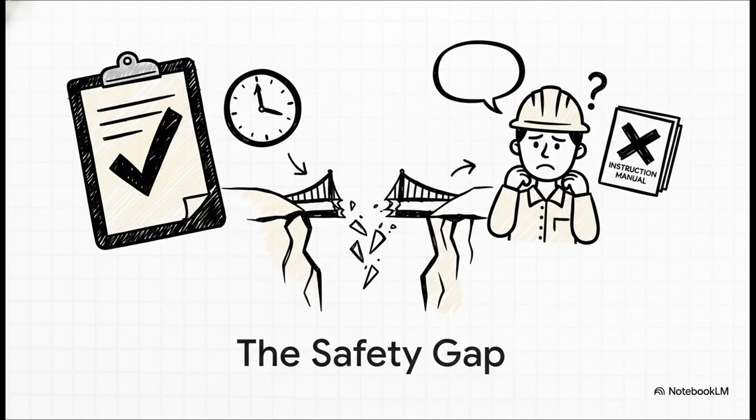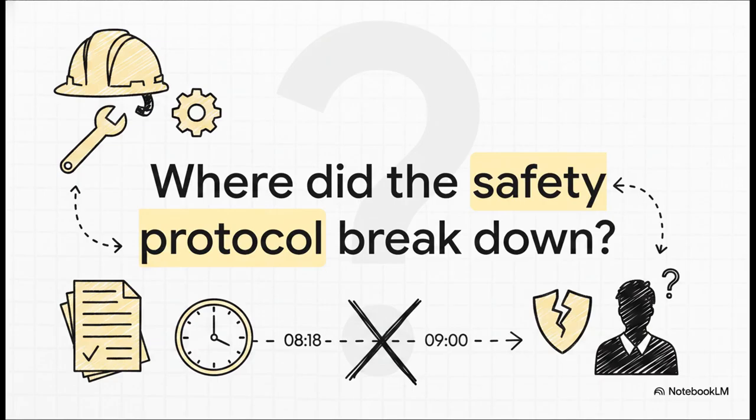The hazard was documented, sure, but the procedure to actually survive it? Never communicated. And that glaring discrepancy forces us to pivot. We have to stop just collecting facts and ask the real question. Where exactly did the safety protocol break down? The paperwork was literally sitting right there, but the worker was left entirely unprepared.